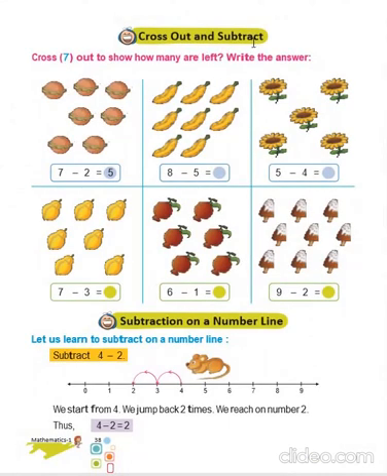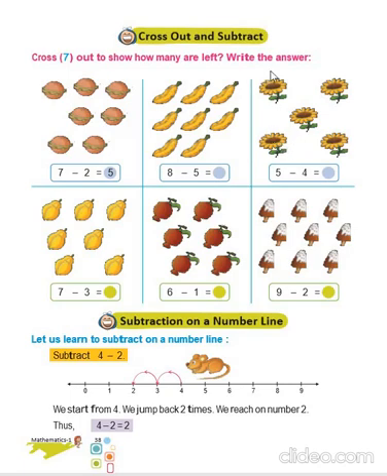Cross out and subtract. We have to cross out to show how many are left. We have 7 burgers. 1, 2, 3, 4, 5, 6, 7. If 2 burgers are eaten, suppose we cross this and this. How many burgers will be left? 1, 2, 3, 4 and 5. Like this, if we have 8 bananas and 5 bananas are eaten away, then we will have 3 bananas now.